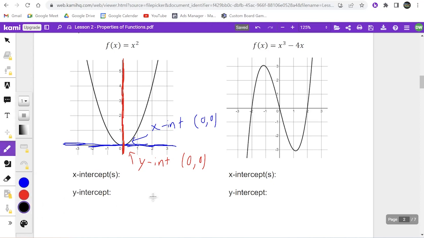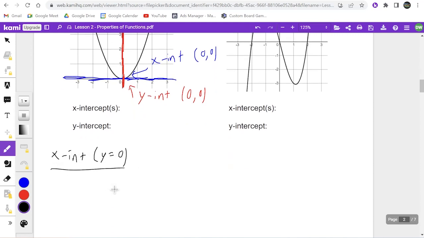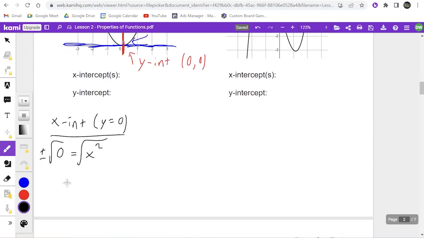Now, I'm sure you're wondering, how would I find this if I didn't have the graph? This is where you do the strategy I just said. For the x-intercept, that's where you set y equal to 0. The function is f of x equals x squared, so 0 equals x squared. We need to solve for x. Take the square root of both sides. Technically, that's plus or minus, but since 0 is still 0, x equals 0 is the answer. But remember, you have to write it as the coordinate point, 0, comma 0.